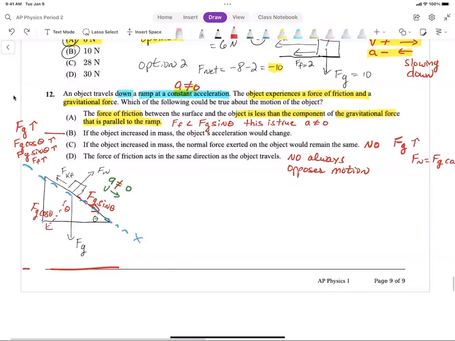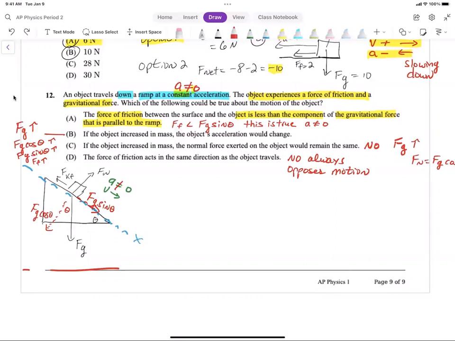So now let's look at the answers. The force of friction between the surface and the object is less than the component of gravitational force that is parallel to the ramp. Force of friction is less than F_G sine theta. This is true. Since you know that's true, because I have to have acceleration, I could quickly circle A and move on. But just for chagrins, let's go through each one. B was the hardest one to visualize or justify in my head, so I'm going to skip it. But let's look at C and D.